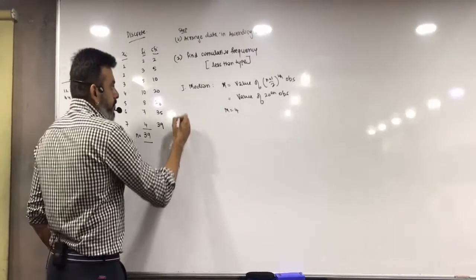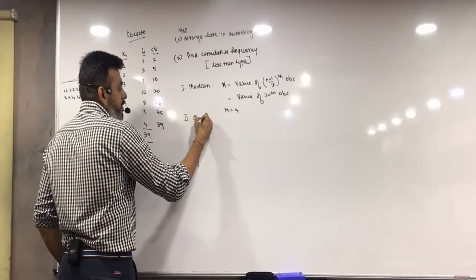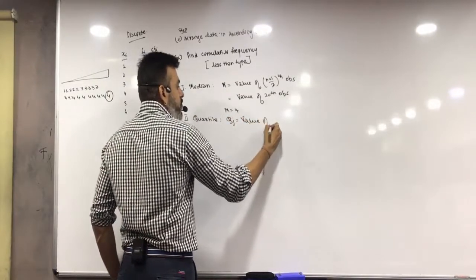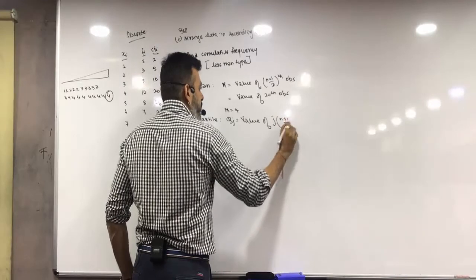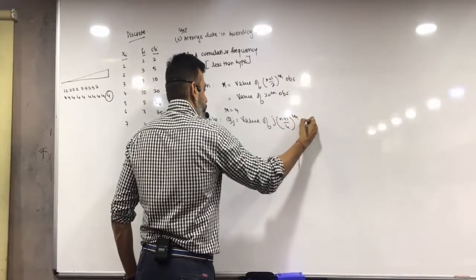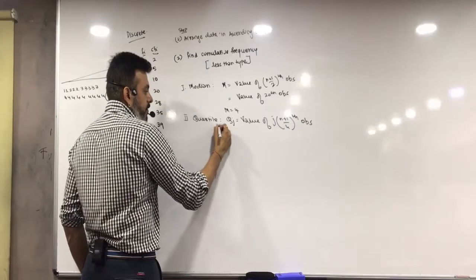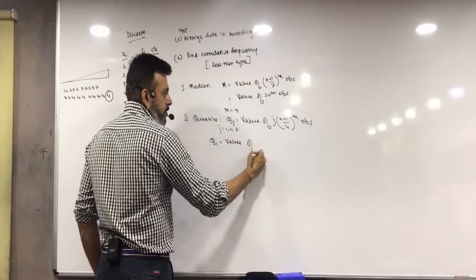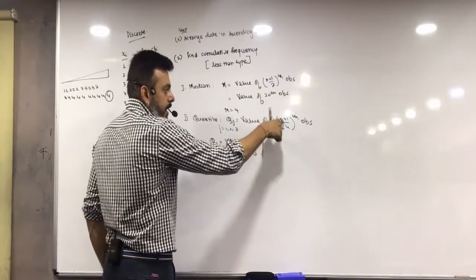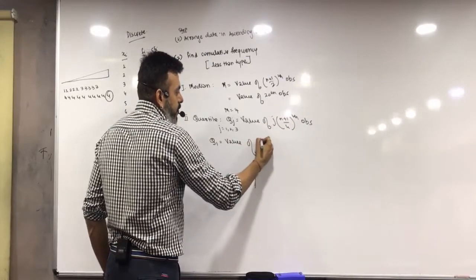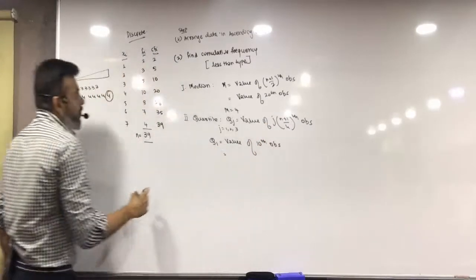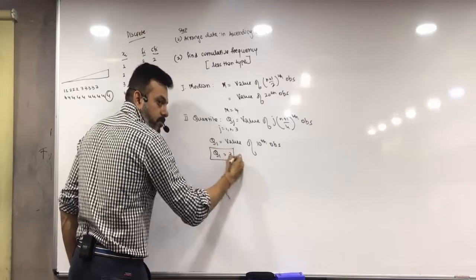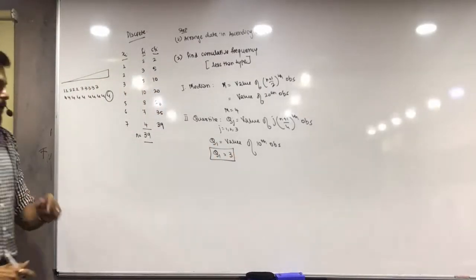Then we go for quartile. Qj is equal to the value of j times (n plus 1) by 4 th observation, where j is equal to 1, 2, 3. For example, Q1: the value of j is 1, n is 39 plus 1, 40, divided by 4, so the 10th observation. Now, what's the 10th observation? 3. So Q1 is equal to 3. Got it?